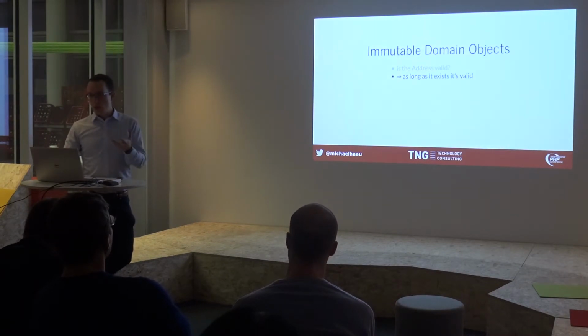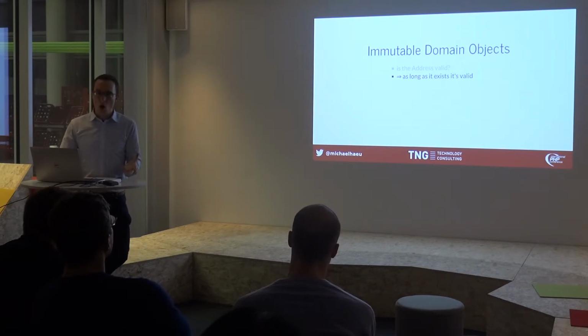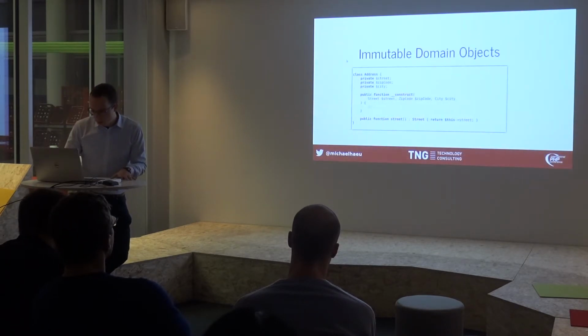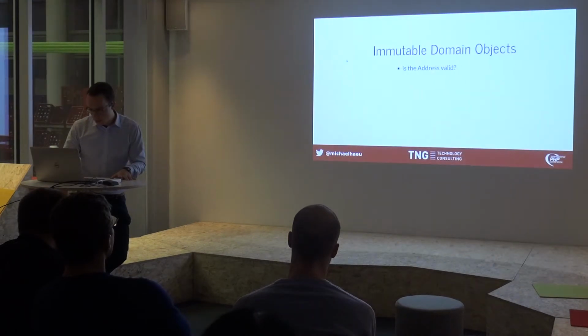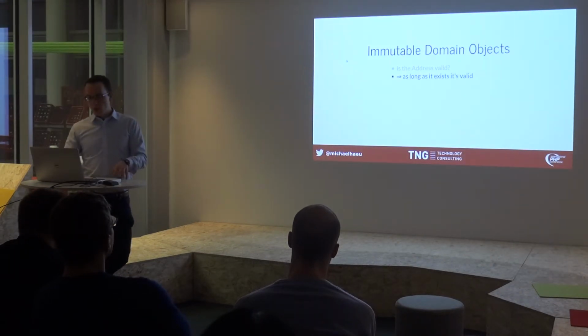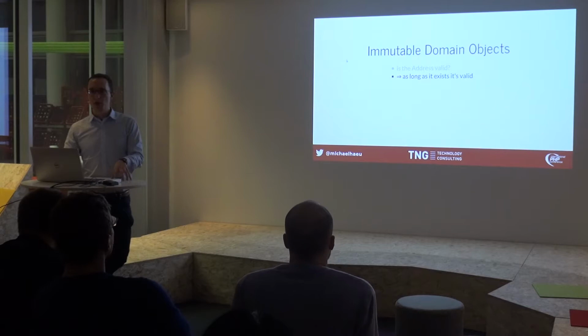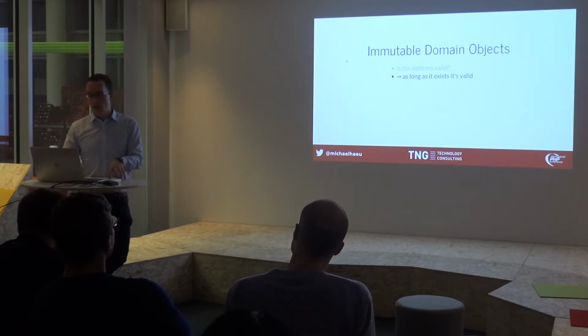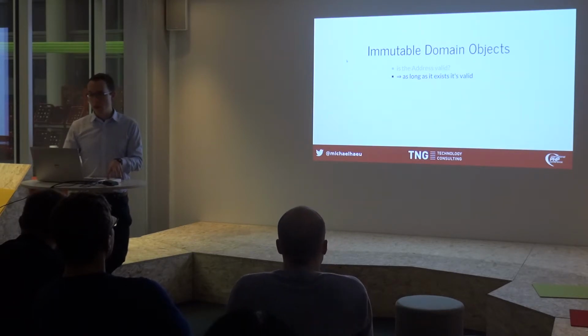Immutable domain objects answer a couple of questions. For instance, if you take the address, is the address valid? Then it's always valid because if it exists, it's valid, right? So you have to make sure that every object that you create, every value object, is created only when it's in a valid state. If you have that knowledge and if it's immutable, that saves you a lot of pain and a lot of debugging.